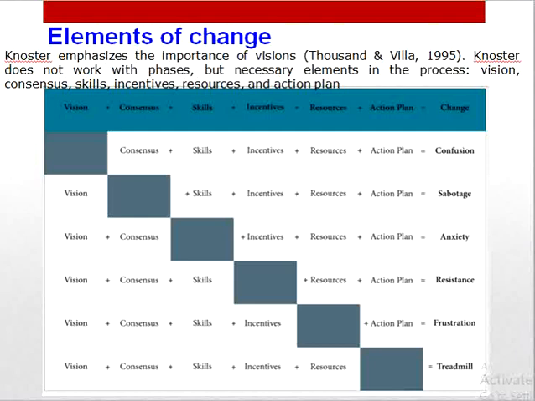With a combination, or absence, of any one element, we will get a different change. So combining these 6 elements considered for change: absence of vision will get confusion, absence of consensus will get sabotage, absence of skill will get anxiety, absence of incentives will get resistance, absence of resources will get frustration, and absence of an action plan will get a treadmill.